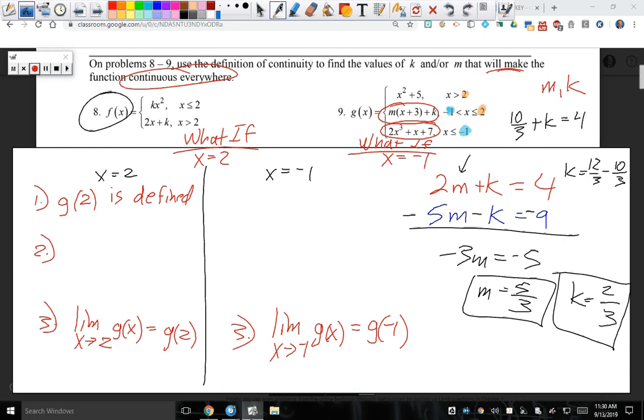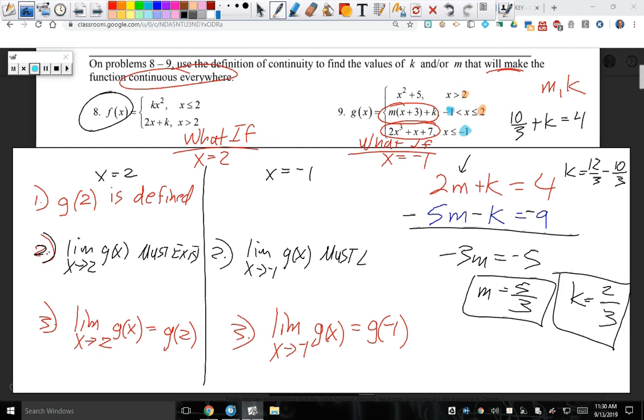I just wanted to go through this because I want you to get all of your variables in order. So let's do rule 2. I'm going to write small. The limit of g of x as x approaches 2 must exist. The limit of g of x as x approaches negative 1 must exist. Because I don't have room over here, I'm going to do this one to the right, and it's the same thing, guys, but with different numbers.